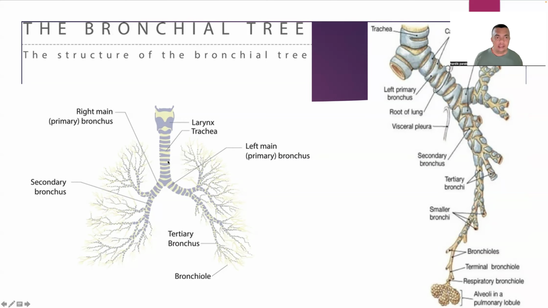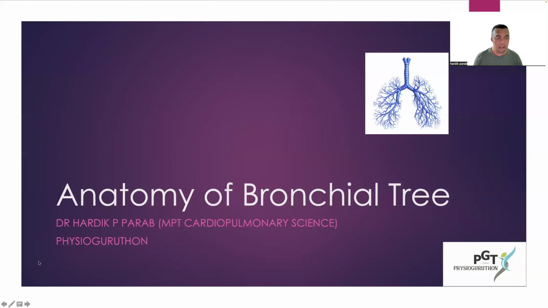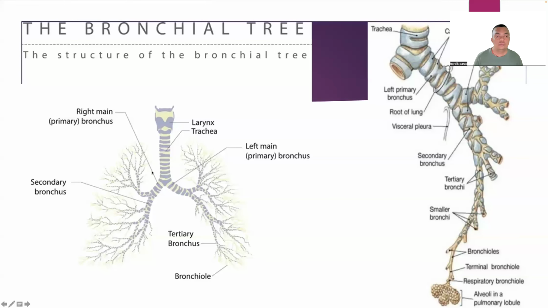The trachea is then divided into two parts, that is the primary bronchi, the right main primary bronchus and the left main primary bronchus. These are the two main branches of your conducting airway. It is called the conducting airway because it allows the air to pass. These are made up of cartilaginous plates.